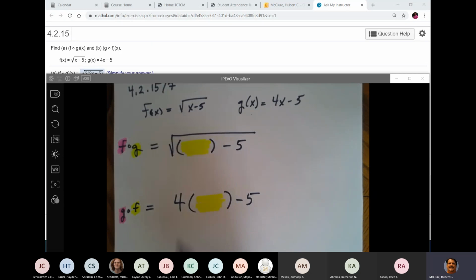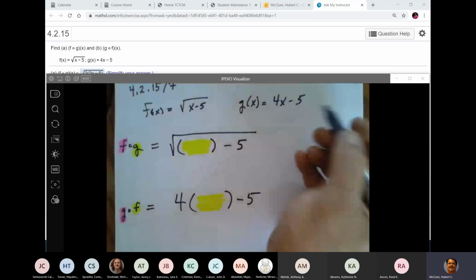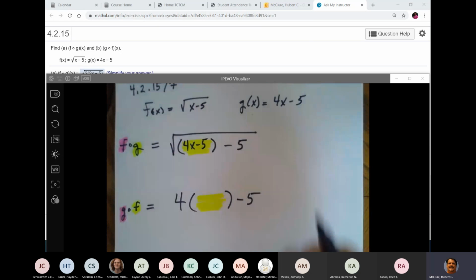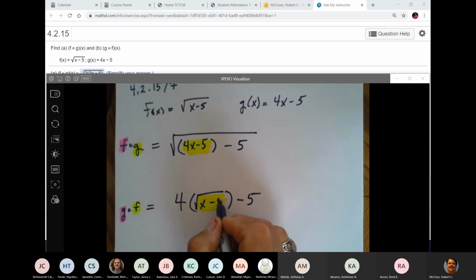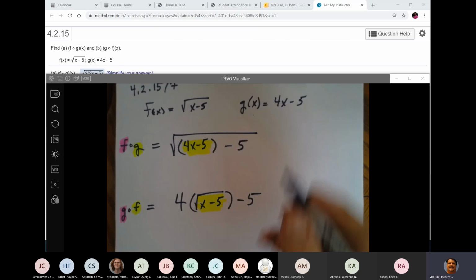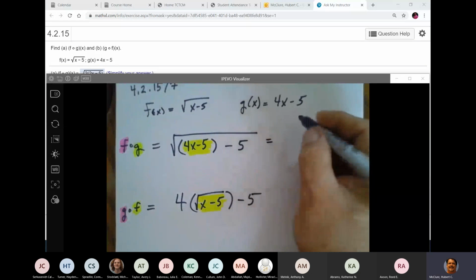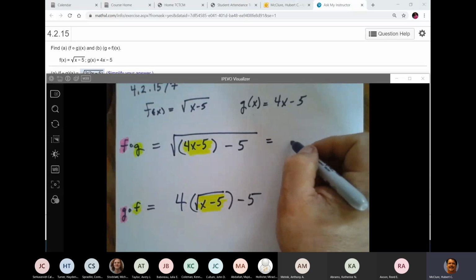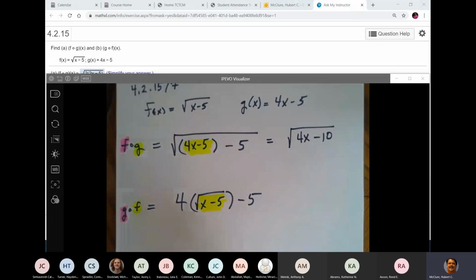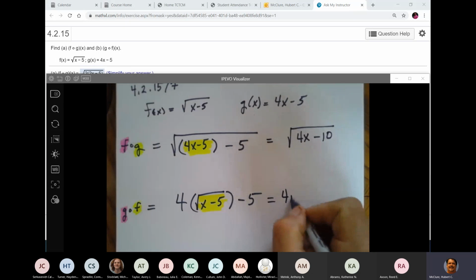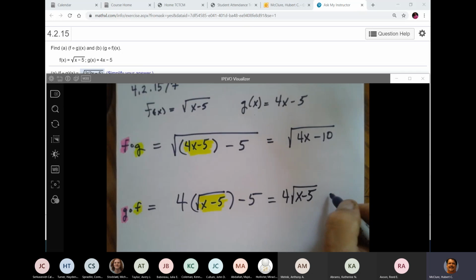So, what am I going to plug in here? G, 4x minus 5. What am I going to plug in here? Square root of x minus 5. And simplify this. It's going to be the square root of 4x minus 10. And this, you can't simplify this. You just make it look better. It's 4 square root of x minus 5 minus 5.